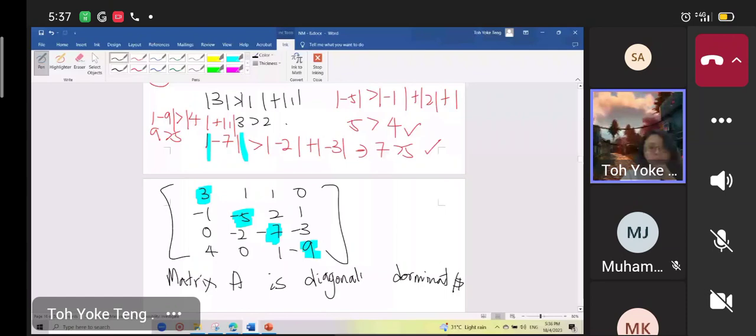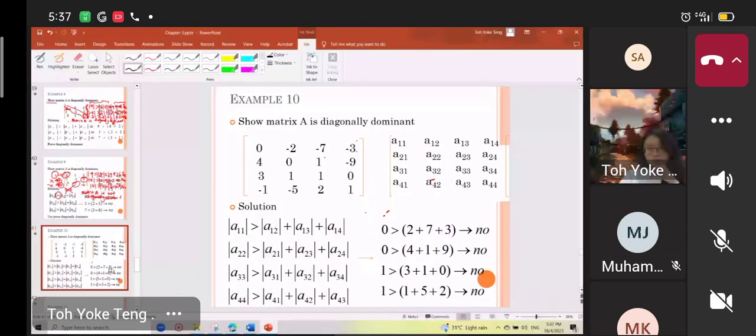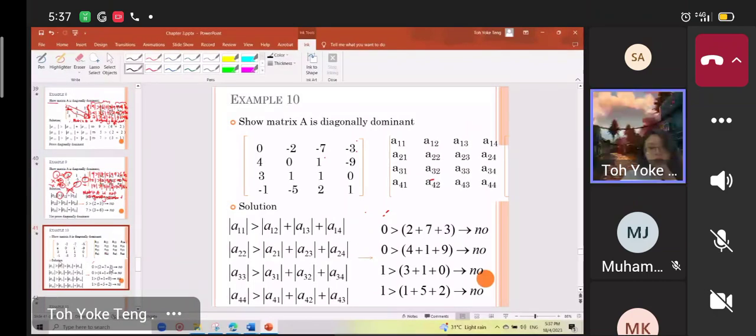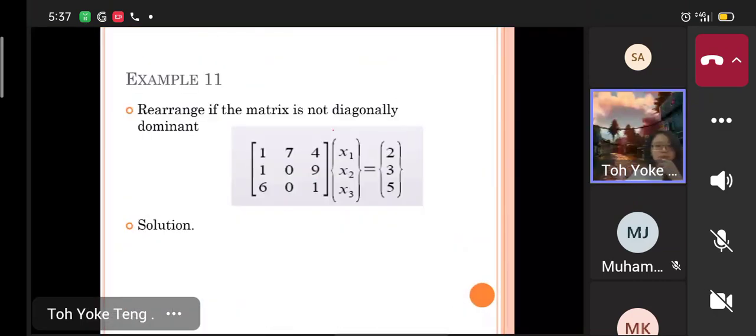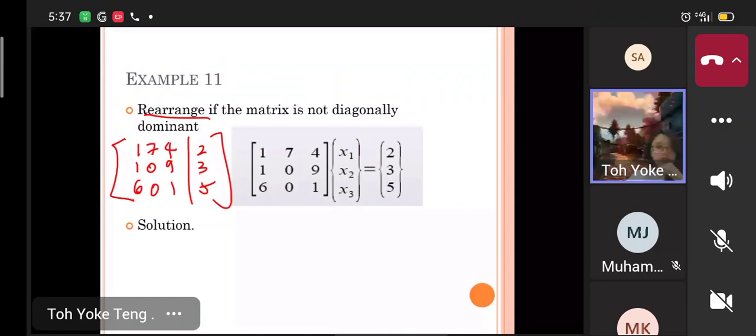Okay, so we proceed to the next one. Rearrange if the matrix is not diagonally dominant. So try again, just the same thing, try to rearrange it. As refers to here, normally for this type of questions, I prefer to write it in augmented matrix form. That means that I write it down with the right hand side. So in this case, once I rearrange the equations, the right hand side is changed together.